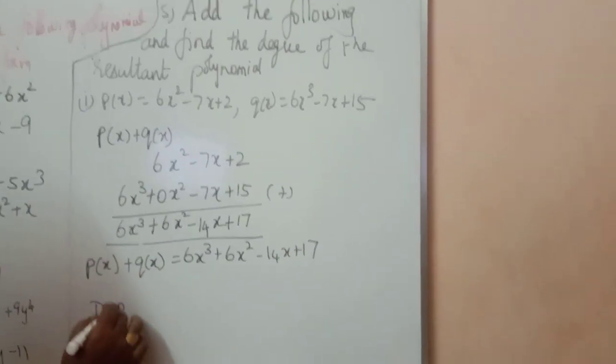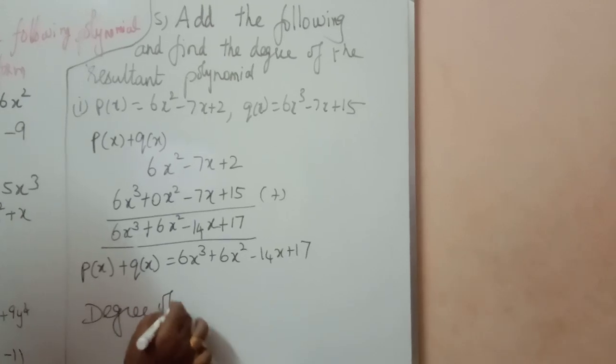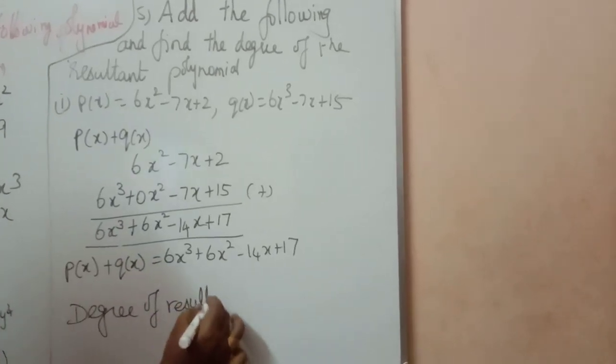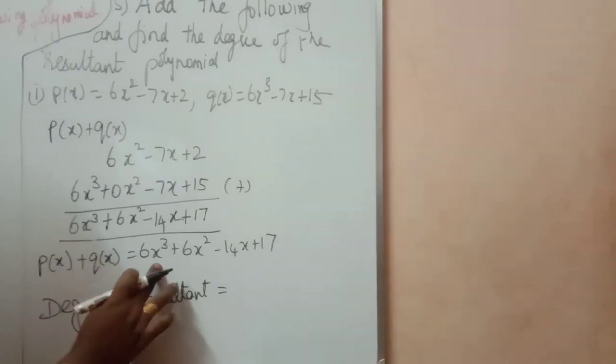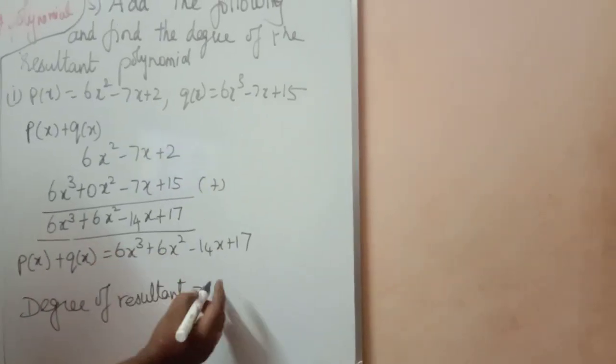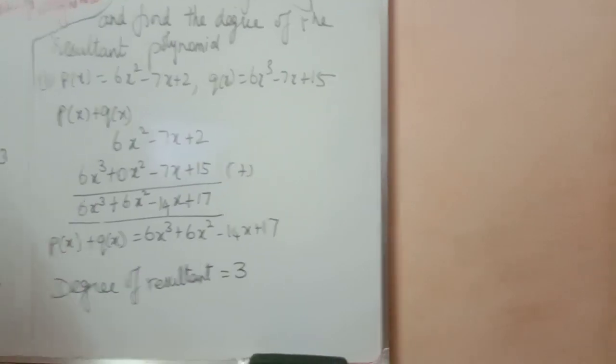And the degree of this resultant polynomial is its highest power. The variable is x, the powers are 3, 2, 1, so the highest power is 3, so the degree is 3.